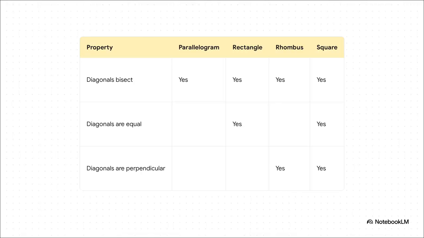And you can see this inheritance so clearly on this chart. Look, that first property, diagonals bisecting each other, that comes from the grandparent, the parallelogram, so of course everyone has it. Then the rectangle throws in its special power, equal diagonals. The rhombus adds its own, perpendicular diagonals. And the square gets everything. It checks every single box. It inherits every special power from its entire family.